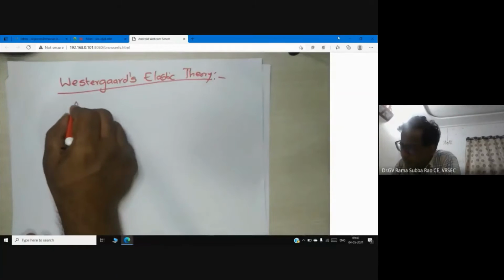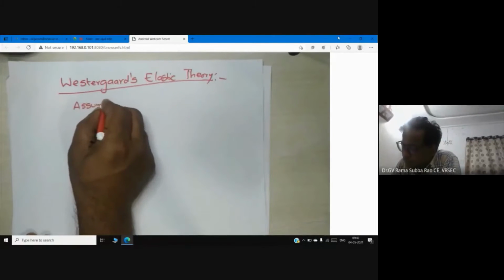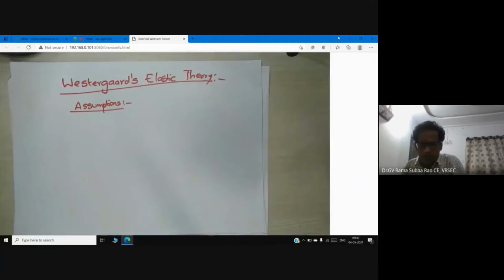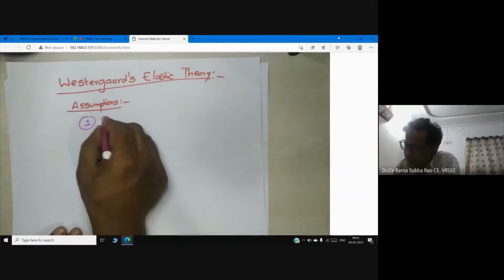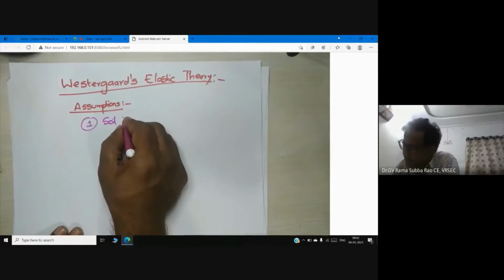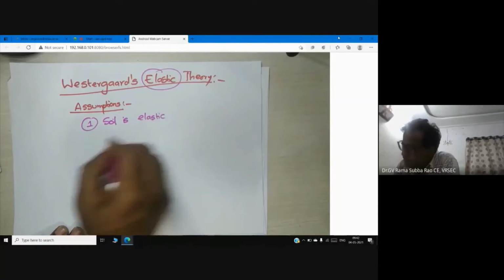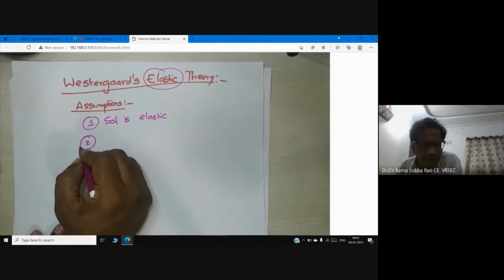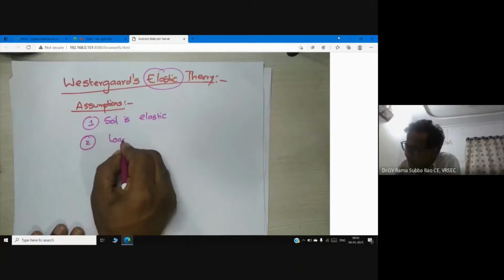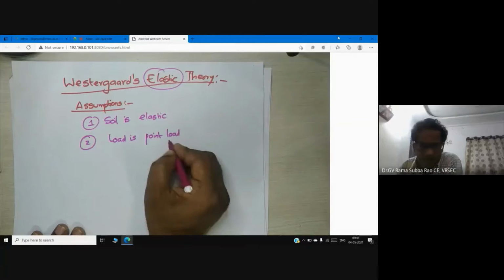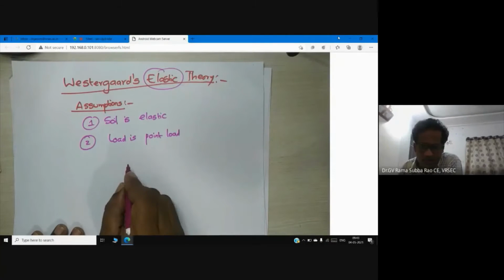See the assumptions here. Assumptions made by Westergaard. One thing we must highlight here also, the soil is elastic because it is also elastic theory. The second point we should keep in mind when we are discussing Westergaard's theory, here the load is point load. Again, I will tell you, Westergaard elastic theory also initially it is proposed for point load.